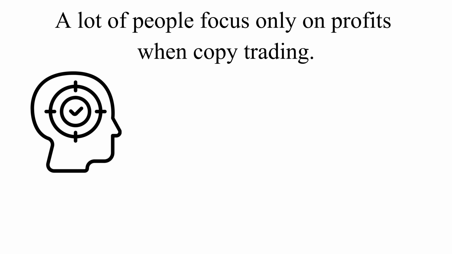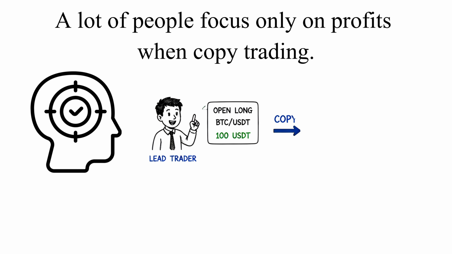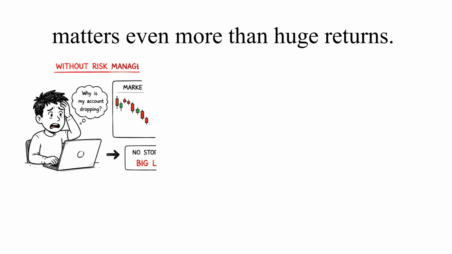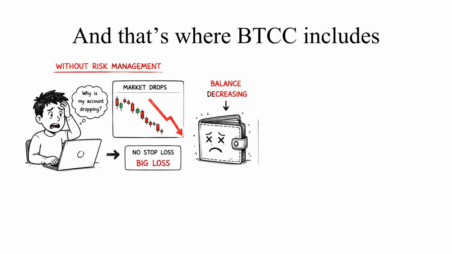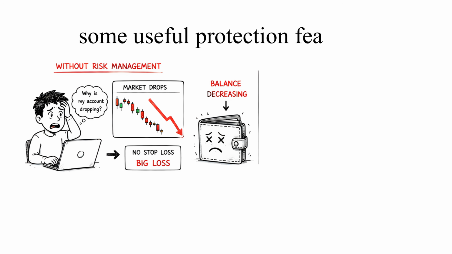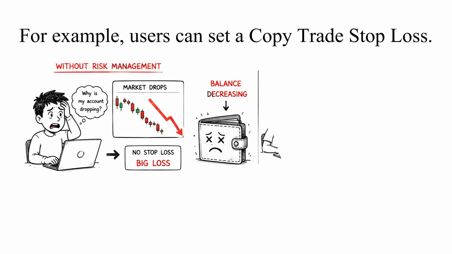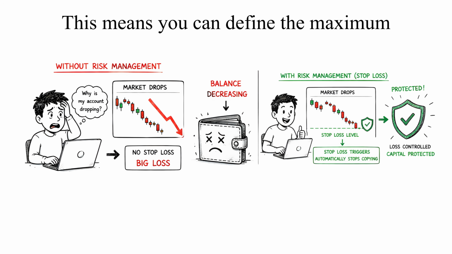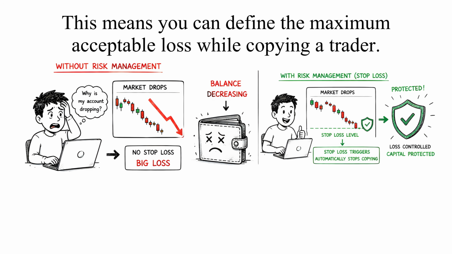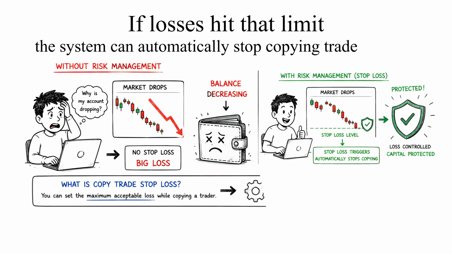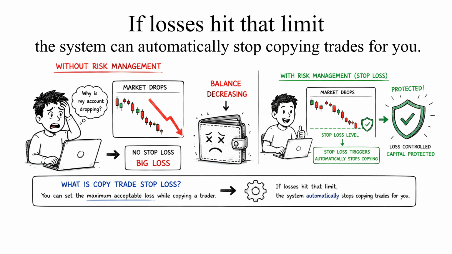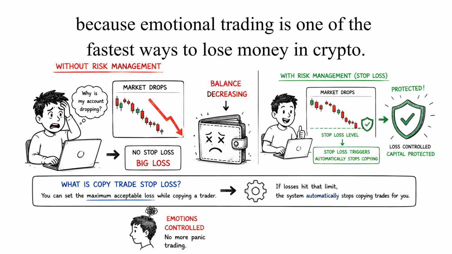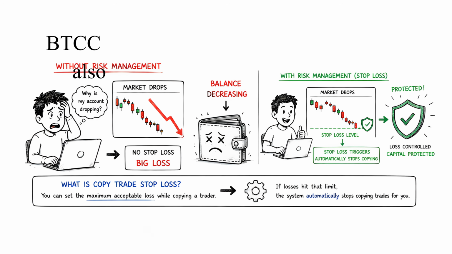Now, here's something important. A lot of people focus only on profits when copy trading. But experienced users in the community often mention that risk management matters even more than huge returns, and that's where BTCC includes some useful protection features. For example, users can set a copy trade stop loss. This means you can define the maximum acceptable loss while copying a trader. If losses hit that limit, the system can automatically stop copying trades for you. That's actually very useful for beginners because emotional trading is one of the fastest ways to lose money in crypto.